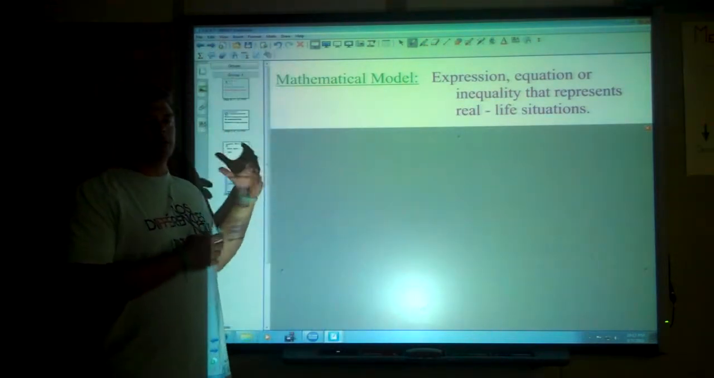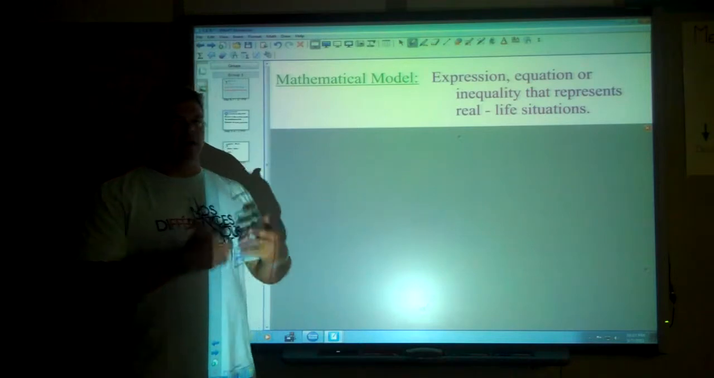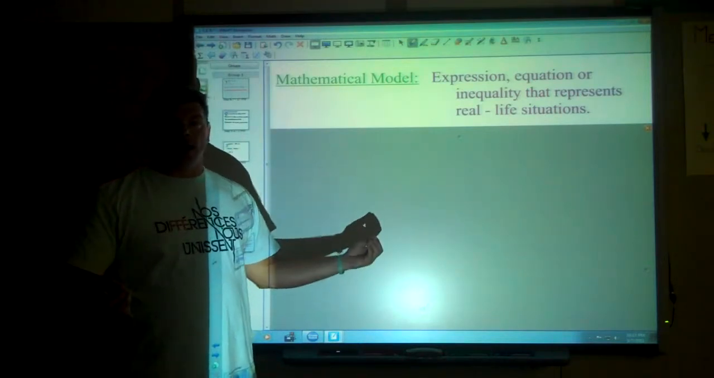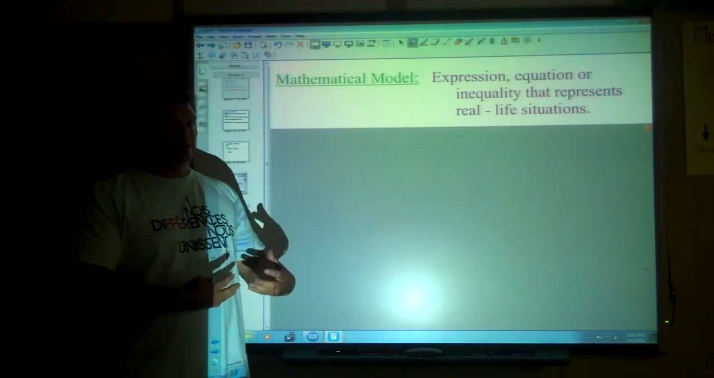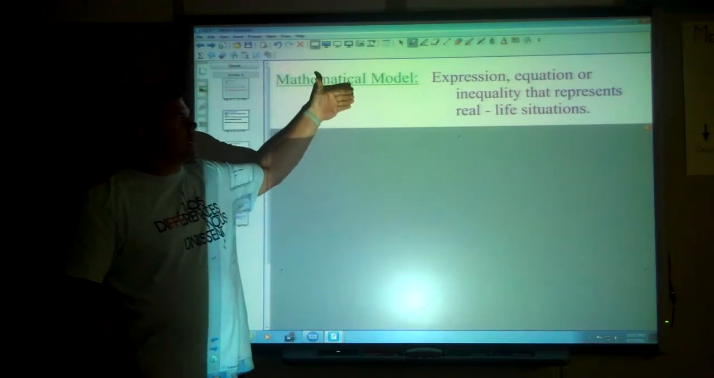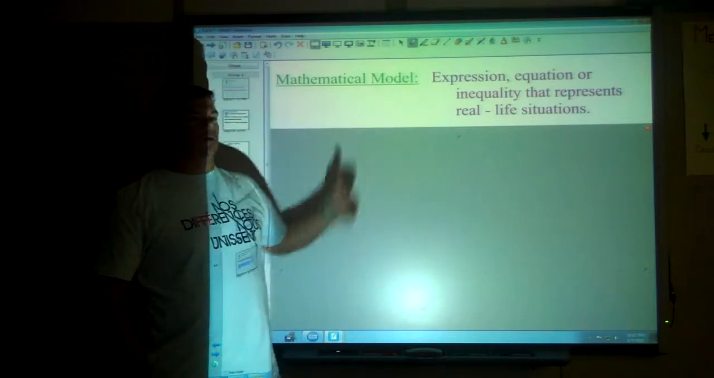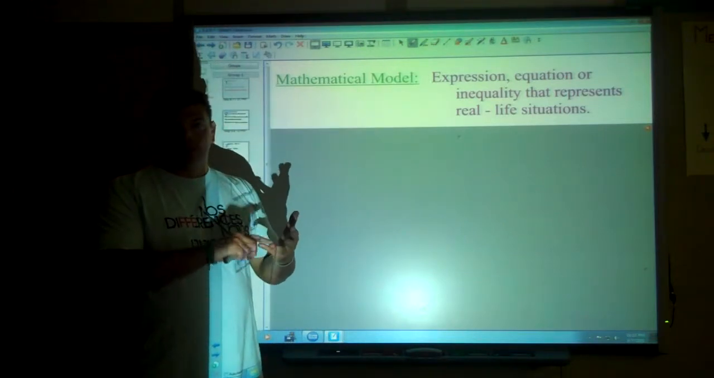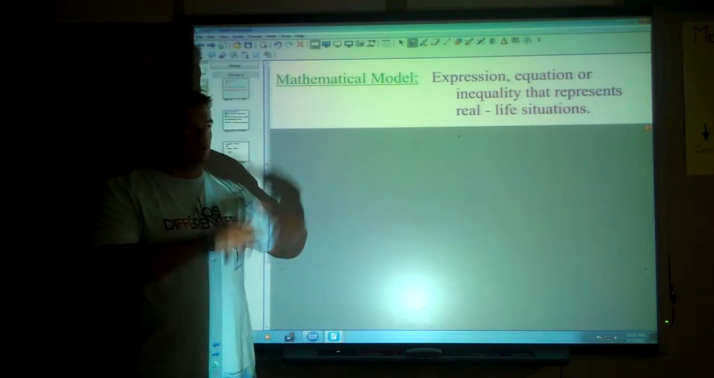So we're not just dealing with the equations anymore. Now the equations are going to be more real-life. For example, distance equals rate times time is a real-life mathematical model. It is an equation that represents the relationship between distance, rate, speed, and time. All right? And there's many others.